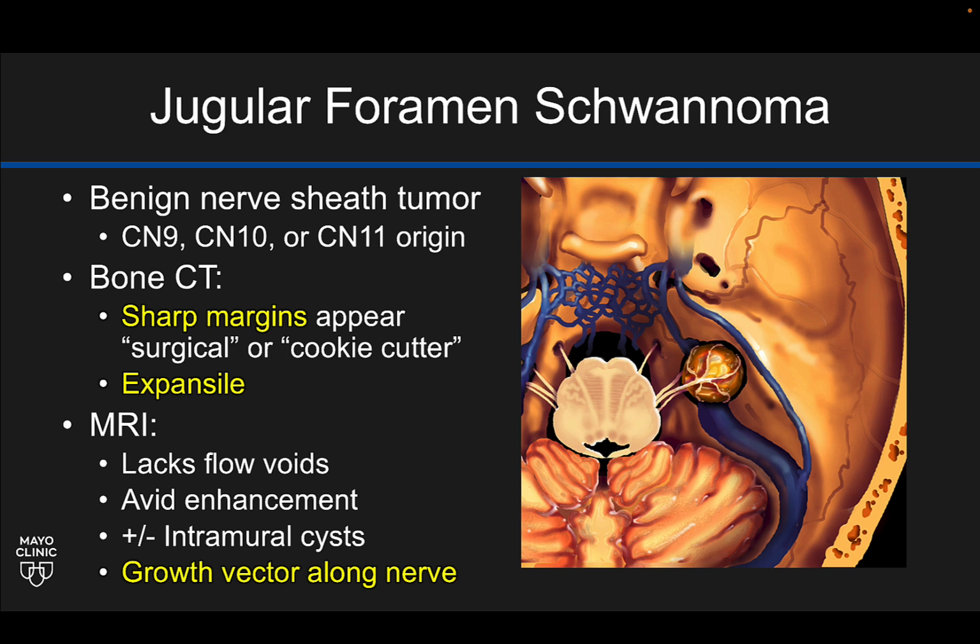We can also use the MRI signal characteristics. Schwannomas lack high-velocity flow voids that we see with paragangliomas. We'll talk more about that in a couple moments. They tend to be very avidly enhancing. They may contain intramural cysts; particularly as they get larger, they can have more cystic areas. And because they originate along the nerve of origin, they grow sort of eccentric to that nerve, and as they grow, they're going to track along the trajectory of that nerve. So their growth vector is along the expected trajectory of the nerve.